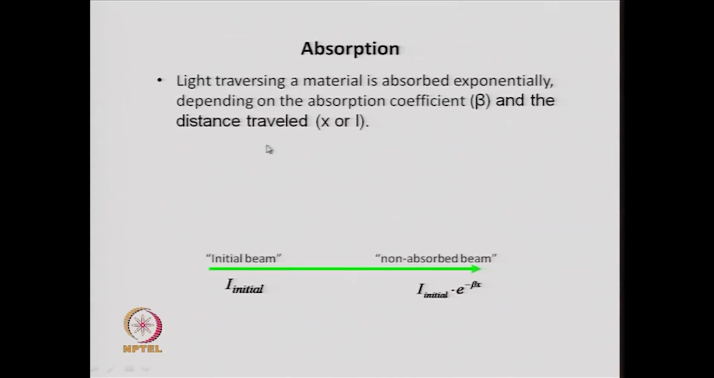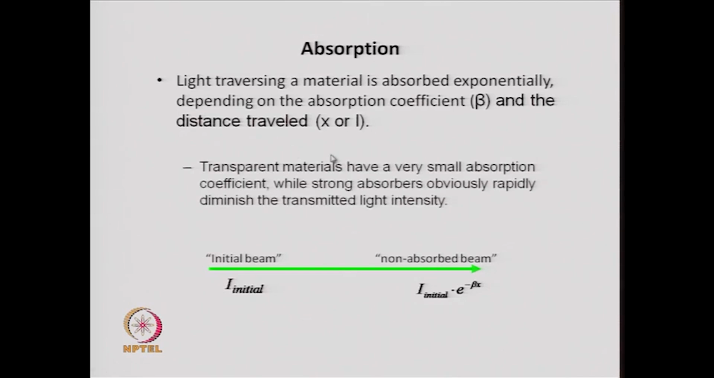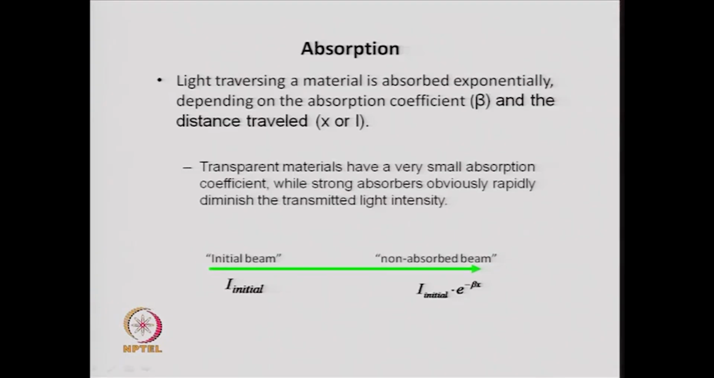Now, if light traversing a material is absorbed exponentially, then it depends on the absorption coefficient, because different materials will have different absorption coefficients. If you have water, it will absorb differently. If you have, say, calcium chloride, it will absorb differently. So, the material has some characteristics, and the absorption coefficient of the material, beta, depends on the material. Apart from that, it will depend on how much material is there. So, how thick is the material, because the light has to travel through that material.